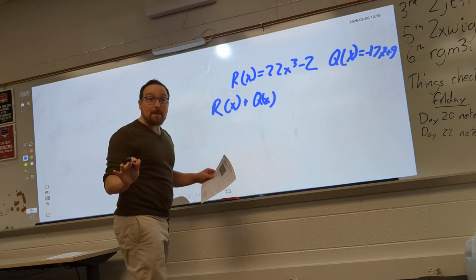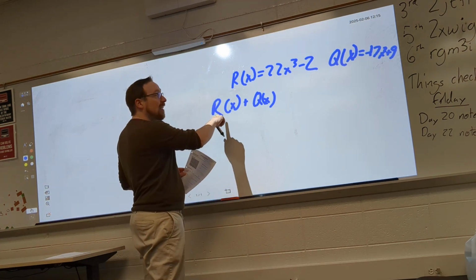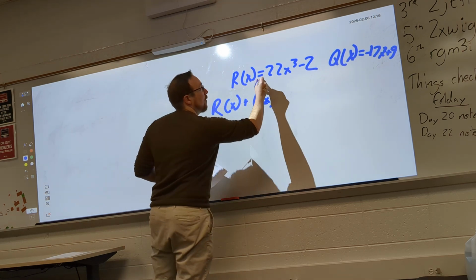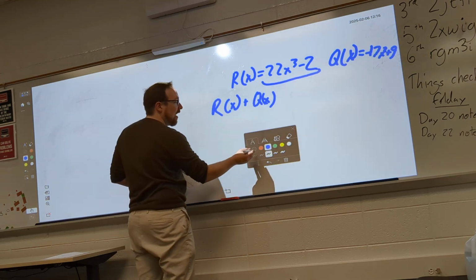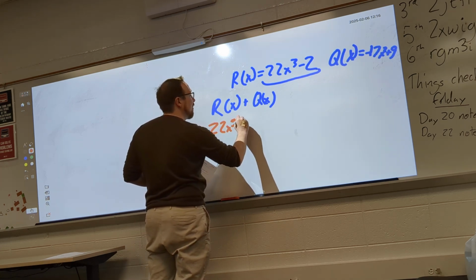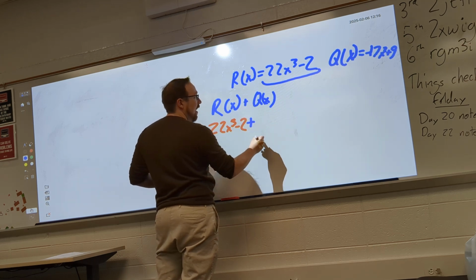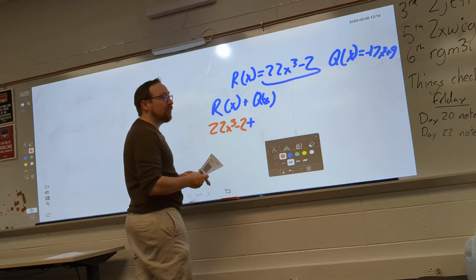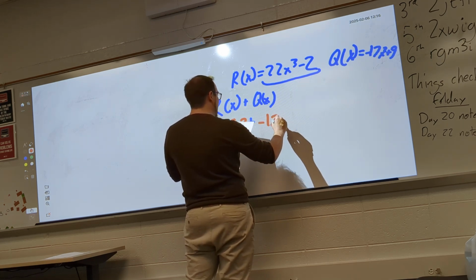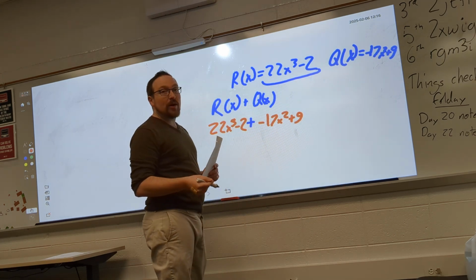If you remember, when we're doing this addition, we're going to replace what is there with the value. So instead of r of x, I'm going to say what r of x is equal to, which in this case is going to be 22x to the third minus 2. Then we've got our plus, and q needs to be replaced as well. And the value of q was negative 17x squared plus 9. Notice that 17x squared is negative.